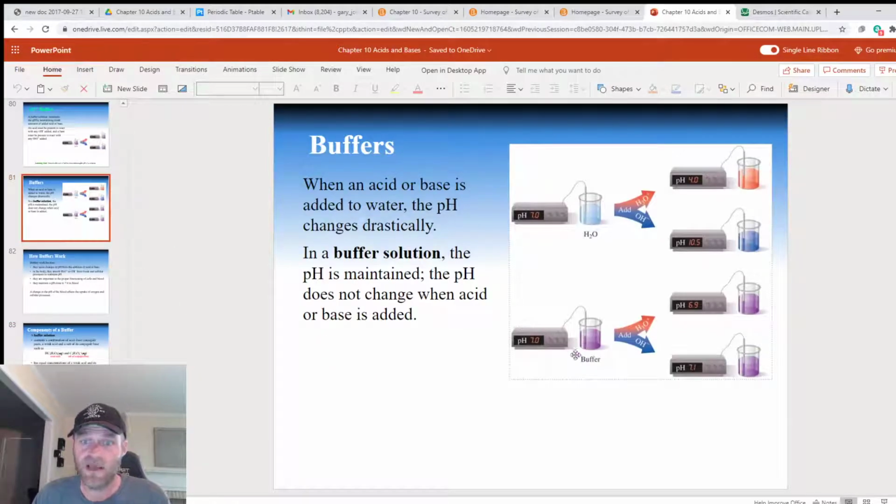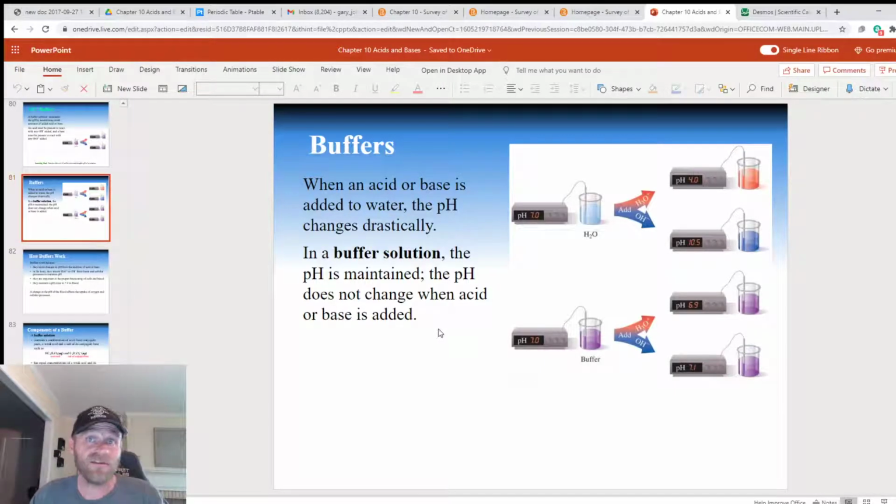All right, and so when I add acid to a buffer, the pH goes from 7 to 6.9 instead of 7 to 4 like it did in water. Add OH or a base to a buffer and it only goes to 7.1 as opposed to going to 10.5 like it did in the water. So that's the purpose of a buffer.